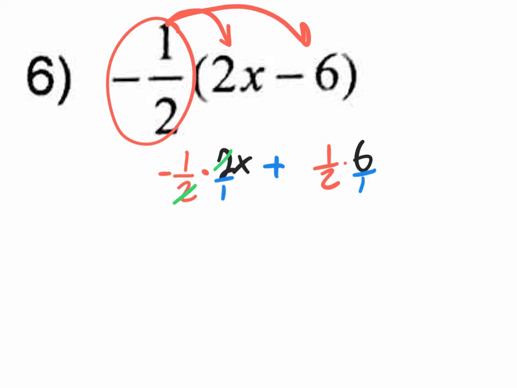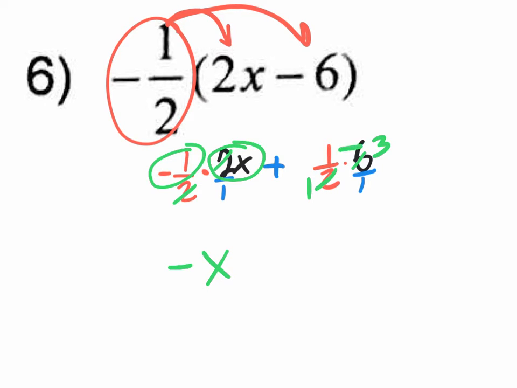We have a negative 1 times 1x. What's negative 1 times x? Negative x. And then over here, 6 on top, 2 on the bottom. That's like saying 6 divided by 2. 6 divided by 2 is 3. 2 divided by 2 is 1.